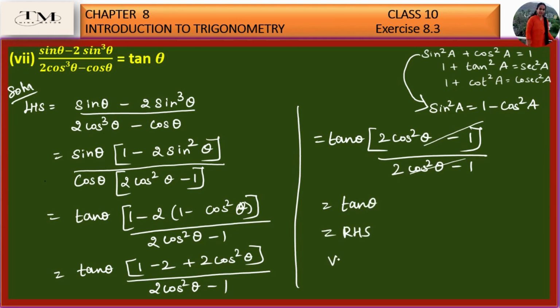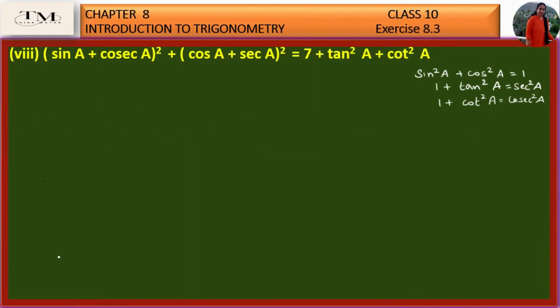So we have easily verified the identities. With this, part 7 is over. So let us move to part 8. What is part 8? (sin A plus cosecant A) whole square plus (cos A plus secant A) whole square equal to 7 plus tan square A plus cot square A. Okay. So this is LHS and this value is RHS.